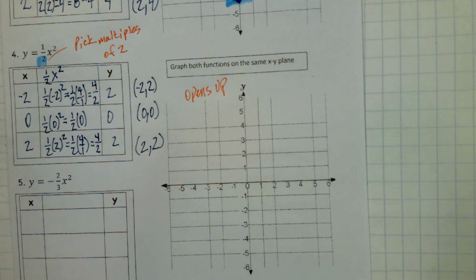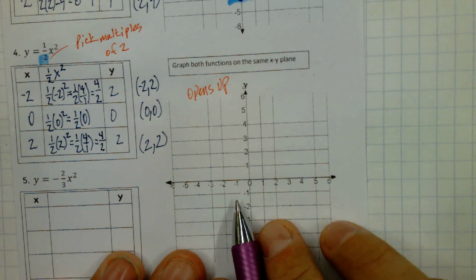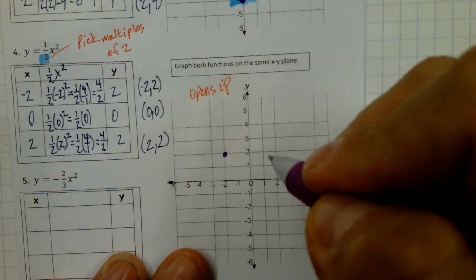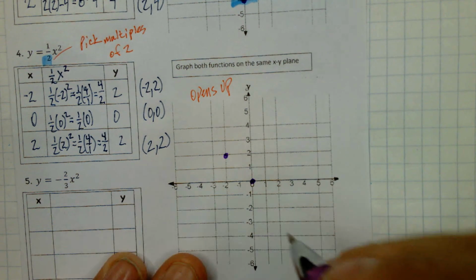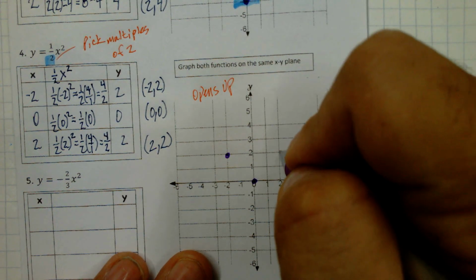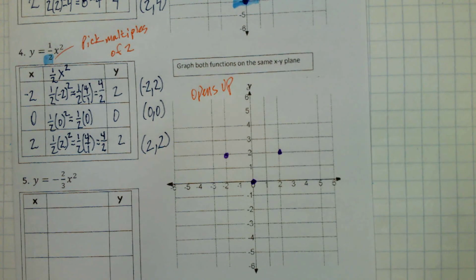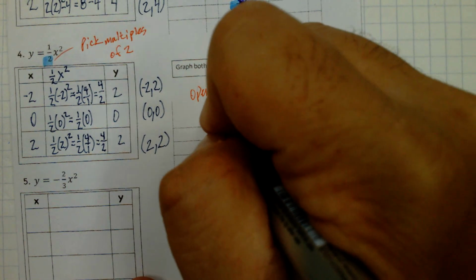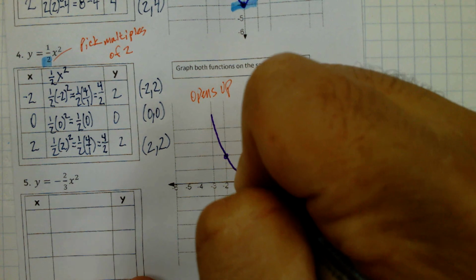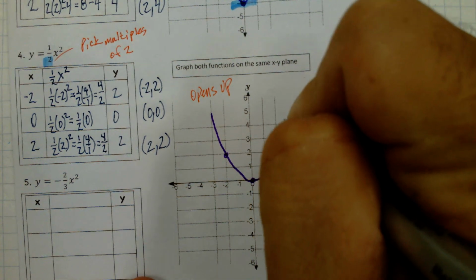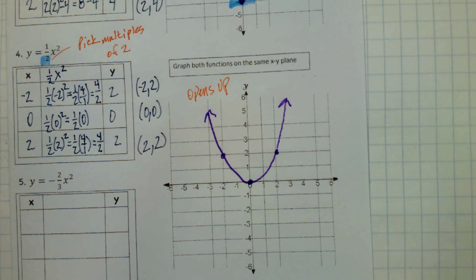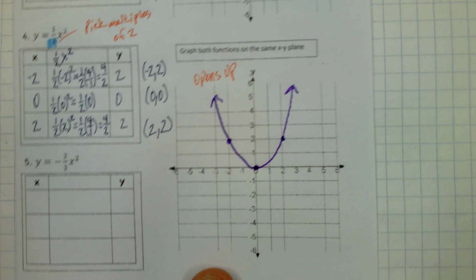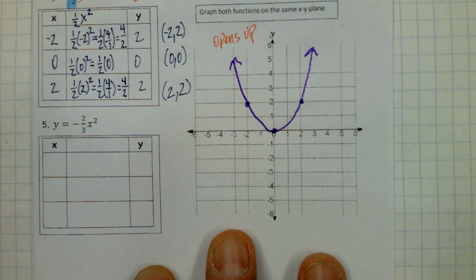Let's plot these 3 points. -2, 2 is right here. 0, 0 is another point. 2, 2 again, right there. So you see how this is going to go? It's going to go something like this. Voila. Okay. Okay, we got one more to do.